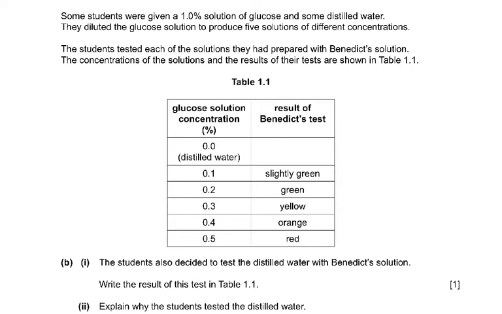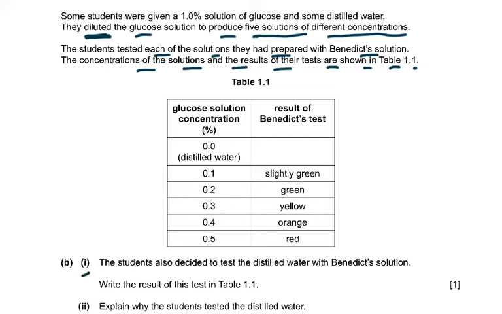Now coming back to the question, some students were given a 1.0% solution of glucose and some distilled water. They diluted the glucose to produce 5 solutions of different concentration. Dilution means they reduce the concentration. I hope you all know that. The students tested each of the solutions they had prepared with Benedict's solution. The concentration of the solution and the results of their tests are shown in table 1.1.